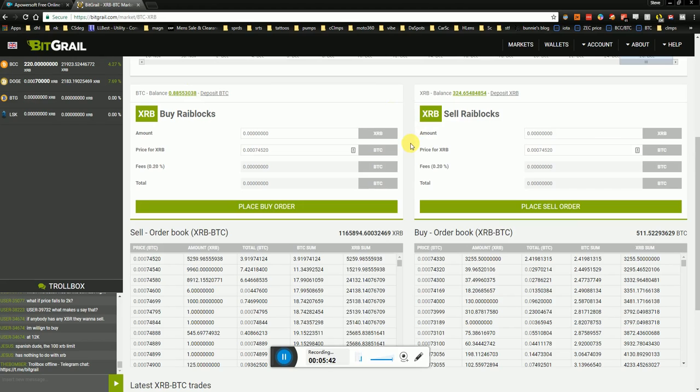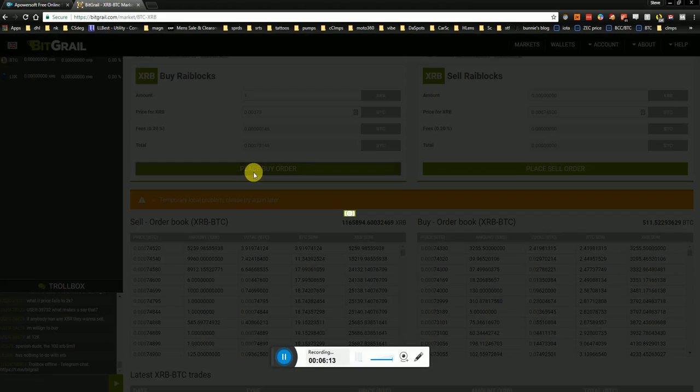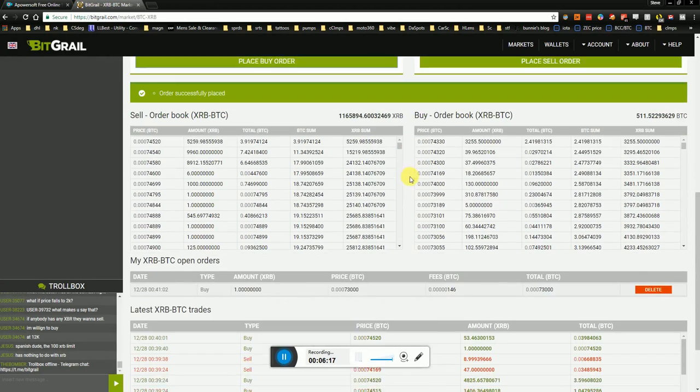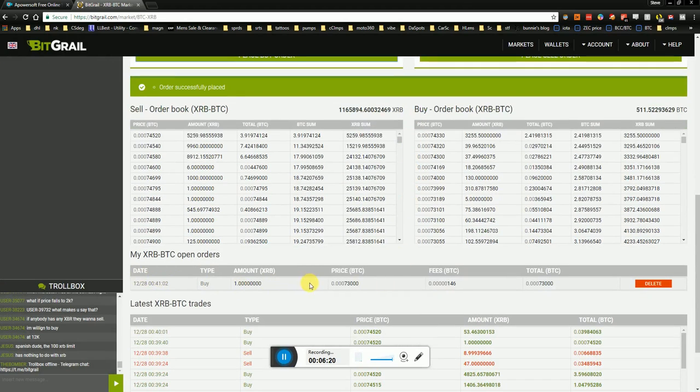Let's say, hypothetically, that I just typed in the amount I wanted to buy, and then I clicked buy. But in the time that it took me to do all that, the price of RaiBlocks went up, and there was no longer anyone willing to sell me a RaiBlock for that cheap. So I'll go over an example here. Let's say I want to buy one RaiBlock, and I put in that I want to buy it at 0.00073, which is lower than anyone's willing to sell to me right now. I click place buy order. There it is, one RaiBlock.